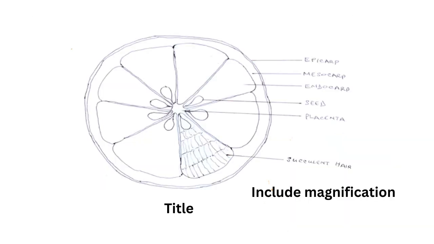You may be asked to draw. So this is what your drawing should look like. You have the epicarp, the mesocarp, and the endocarp. Then you have your seed. If you don't call it seed, you call it ovule. Then your placenta. Placenta is the structure that attaches the ovule to the fruit. So you have the succulent hairs. When you finish your drawing, add your title and include your magnification.